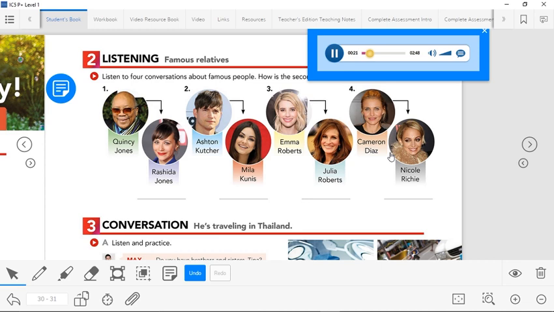1. Who's that guy? That's Quincy Jones. He's famous for his work in the music business, and he's a great musician himself. That's strange. I don't think I've seen him before. Well, I know you've seen his daughter. Is her last name Jones, too? Yes, it is. Her name's Rashida Jones. Rashida Jones? Oh, I love her. She was in my favorite TV show.